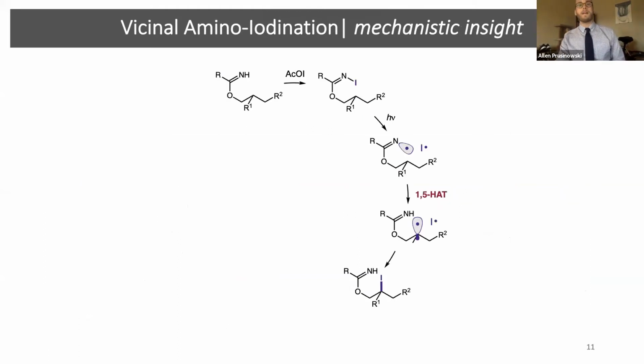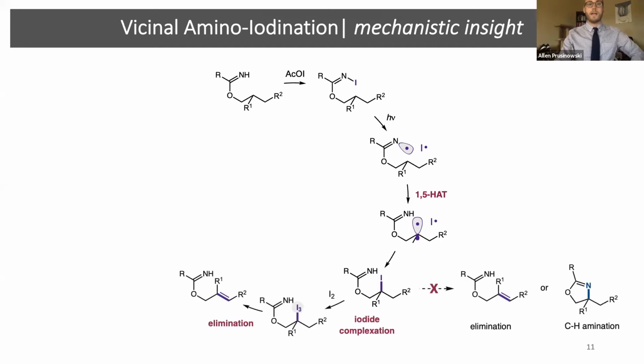We next turned to probing the mechanism of our transformation. As I showed you before, starting with our imidate, acetyl hypoiodite can get us to this carbon-centered radical, and we trap that to get to the alkyl iodide. We imagine two possible pathways here for the elimination. The first would be direct elimination of the alkyl iodide to generate the olefin. And the second involved an I2 complexation. We believe that this was the pathway based on some data that I'll show in the next slide.